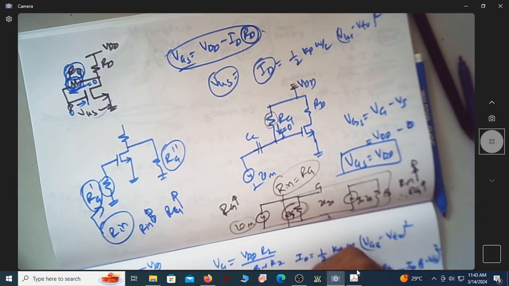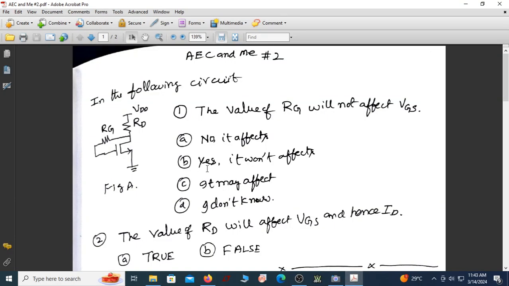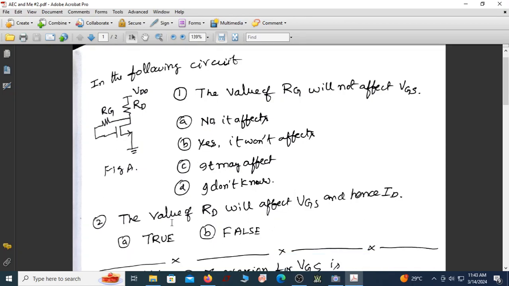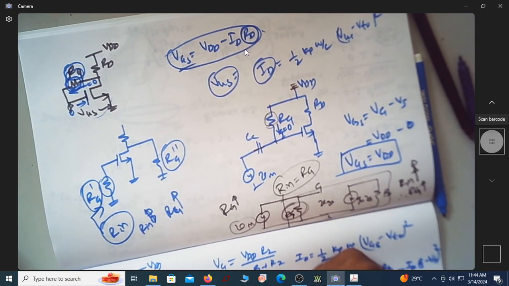So RG will not affect VGS. The correct answer is yes, it won't affect. The value of RD will affect VGS and hence ID. So naturally, if you look at this expression, VGS is related to RD. If we change the value of RD, naturally VGS will change.